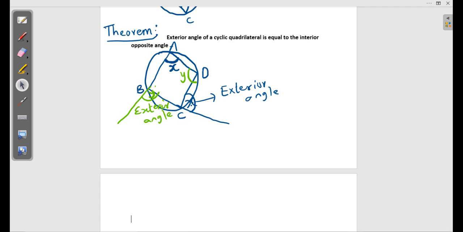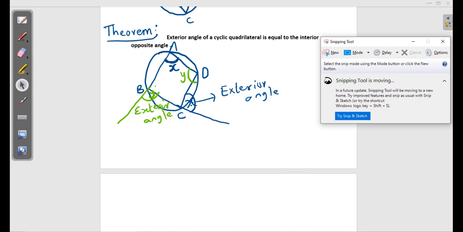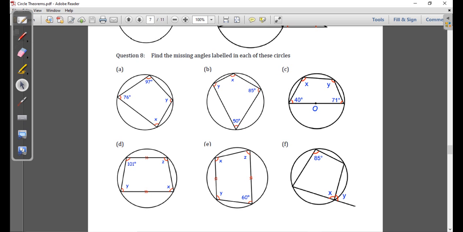So don't forget, the first one says opposite angles of a cyclic quadrilateral are supplementary, while the second one says the exterior angle of a cyclic quadrilateral is equal to the interior opposite angle. Good. So we're going to take two questions very quickly that would satisfy the two theorems we have just considered, and we'll see what we are supposed to do.